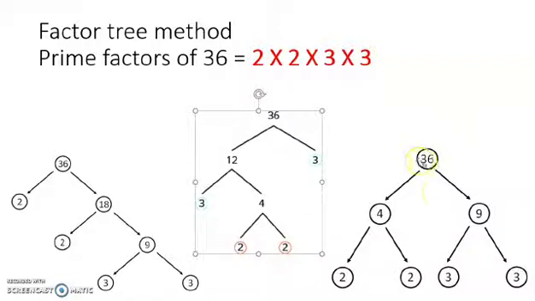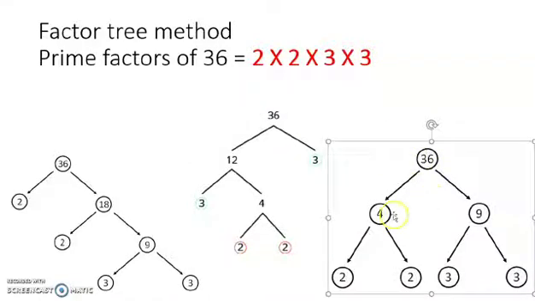Now let us see 36 in this way also. 4 into 9 is also 36 and 4 can be broken down further because it's a composite number. 2 into 2 is 4 and we have got the prime numbers here. Now 9 can be broken into 3 into 3. So again we have found prime factors of 36 in these three ways, but in all three ways we are getting the same answer. 2 times 2 and 2 times 3 makes 36.